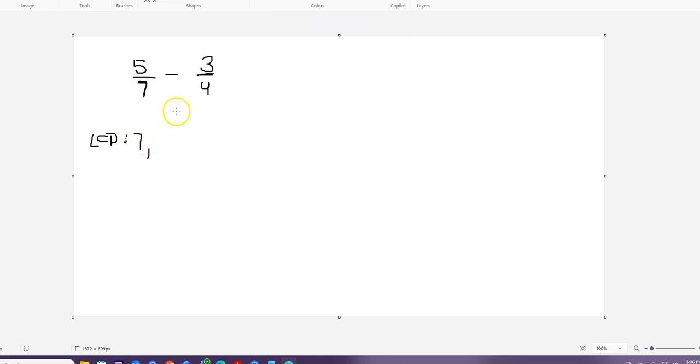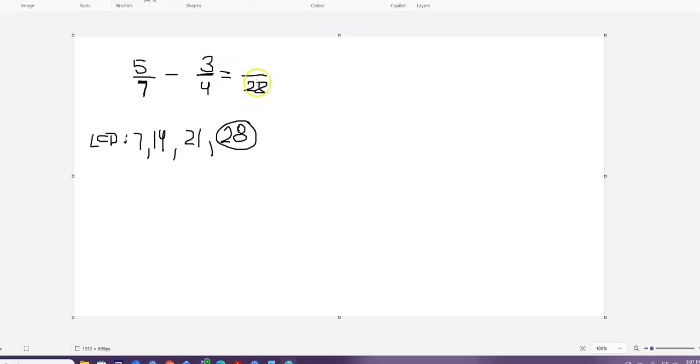7 times 1, 7. 4 doesn't go into 7. 7 times 2, 14. 4 is not a factor of 14. 7 times 3, 21. 4 is not a factor. You can't divide 4 evenly into 21. And 7 times 4, 28. So here's the first number that 7 and 4 both go into as factors.